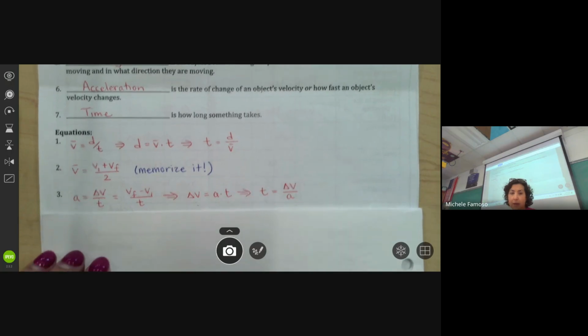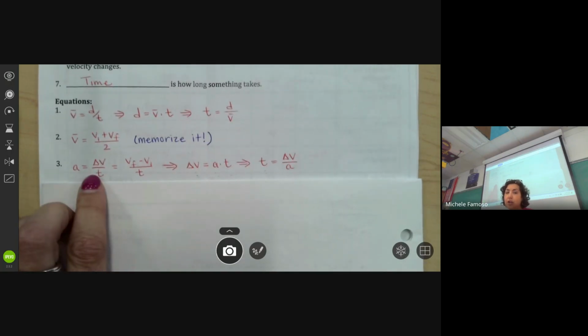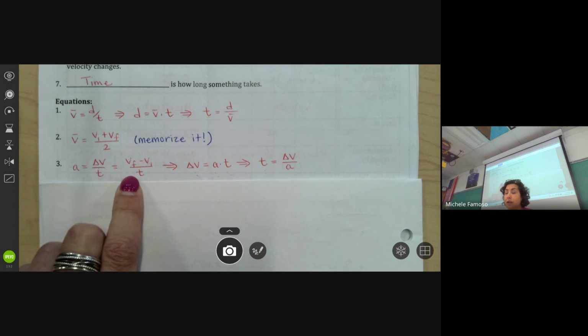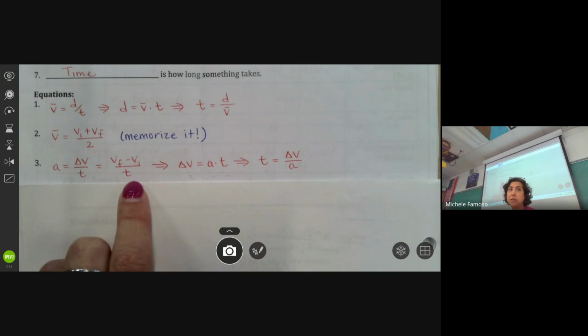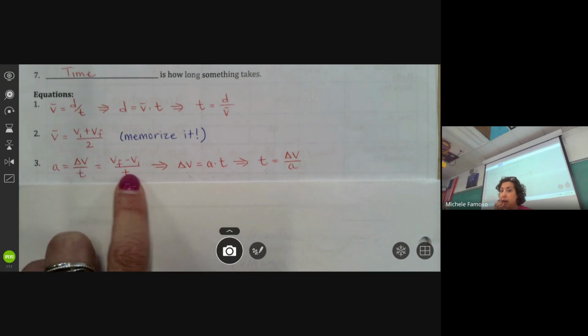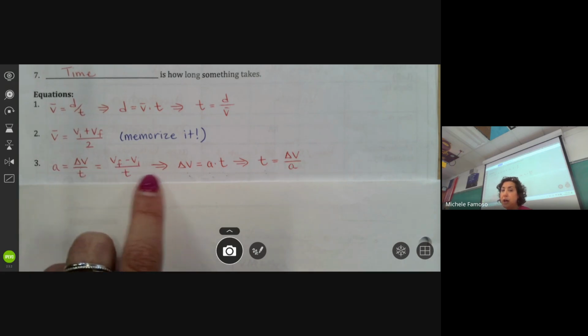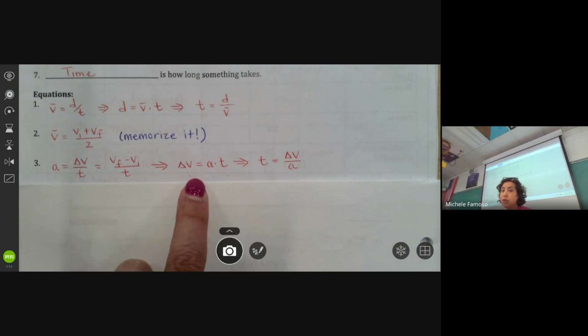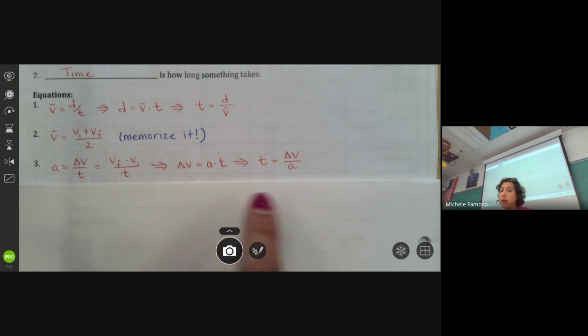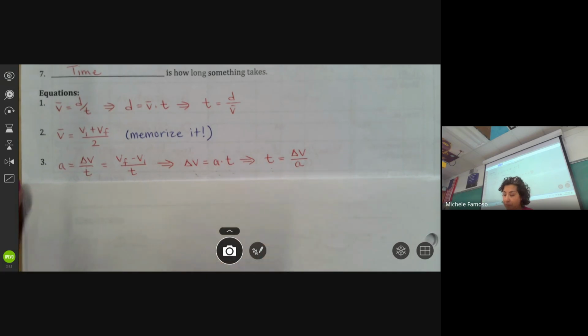Number 3, from your reference table, A is change in V over T, and then you should have expanded it like I did in the video. So it looks like VF minus VI over T. That's how it should be written on your reference table. So you get the change in velocity by doing the final value minus the initial value. So the change in velocity is acceleration times time, or the time is the change in velocity over the acceleration.